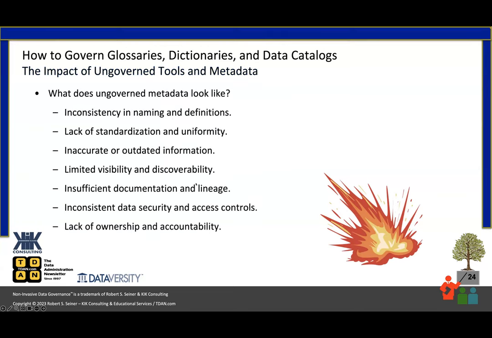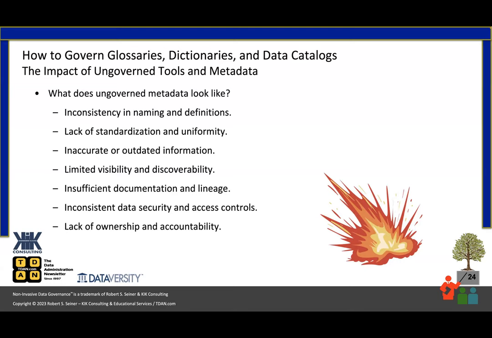So what does ungoverned metadata look like? Well, there's inconsistency in the naming of the data or of the metadata. There's inconsistency in the definitions. There's lack of standardization. I don't want to read through this whole list. I hope you'll go back to this webinar and these slides and consider them when you're asking, if we're actually going to govern our metadata, how is it going to look different from ungoverned metadata? I know a lot of organizations that are asking that question. What does ungoverned data look like? A lot of times it ends up being their present state. And then what does governed metadata, or governed data, look like? That's the future state, the ideal state that they're looking to attain.